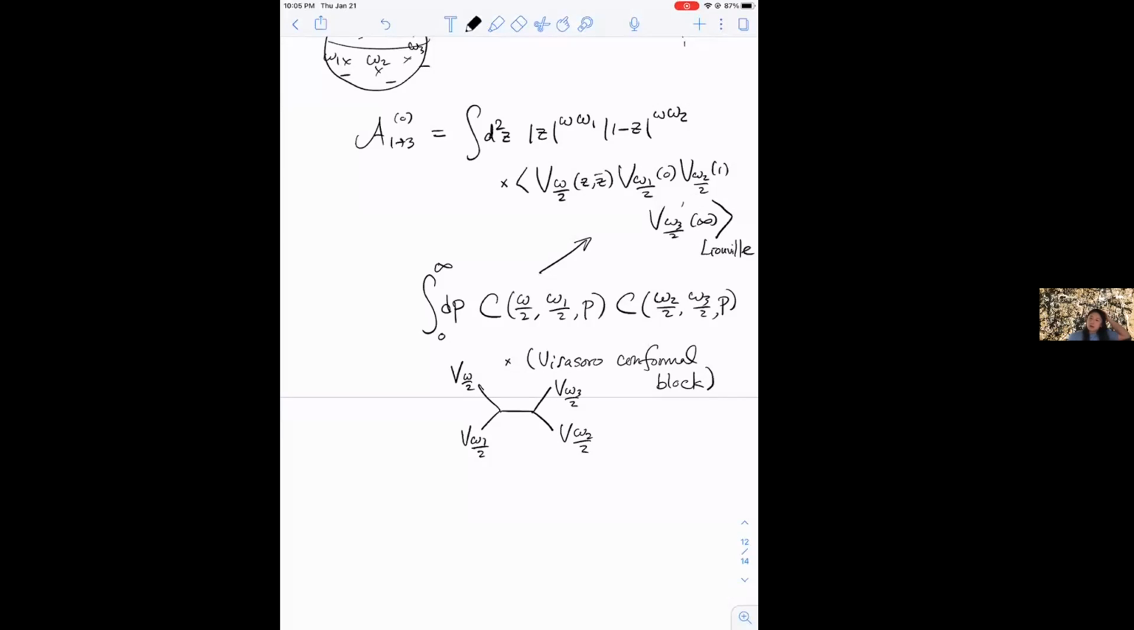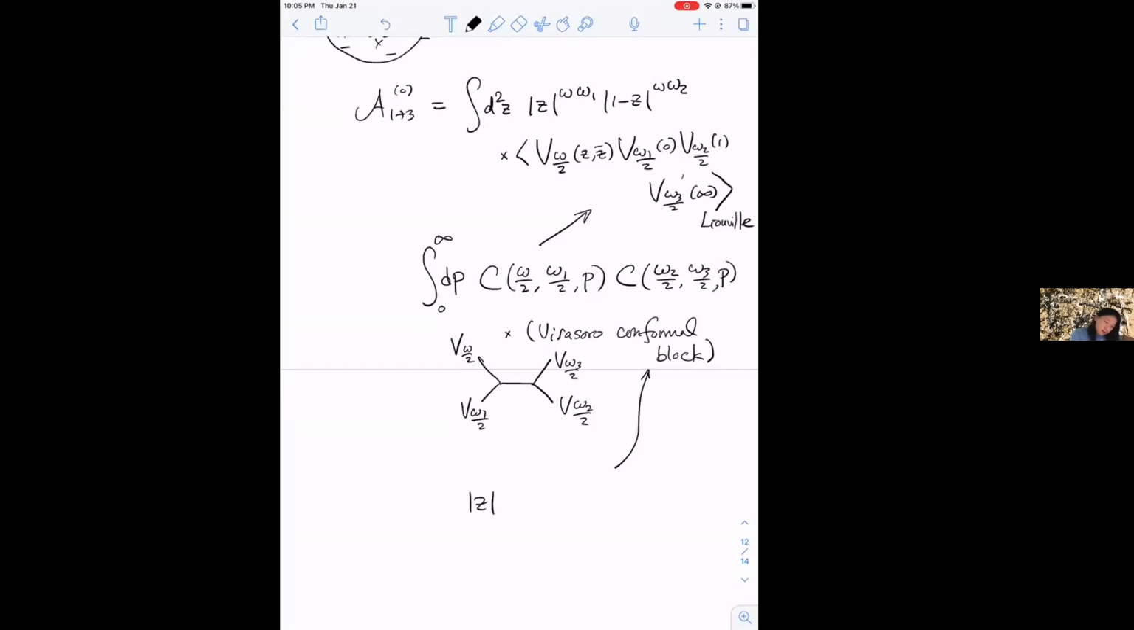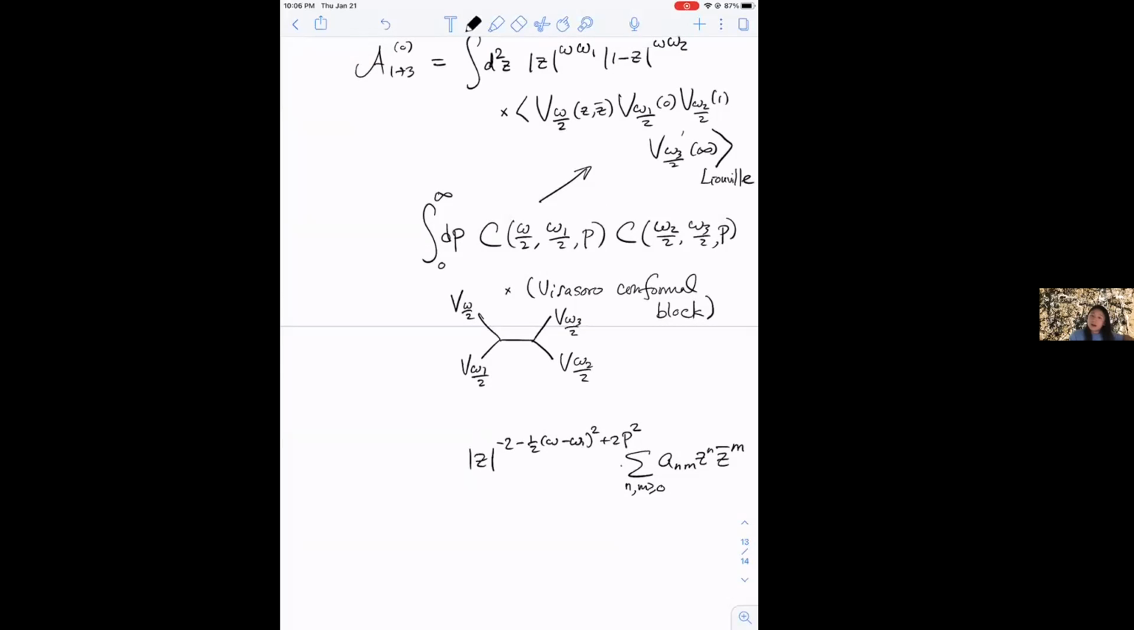So let's make a few comments about this. A priori, if you look at this function, the conformal block as a function of z, you might run into singularities. If you expand in z, it looks like z to the minus two, some power. I meant the full integrand. It looks like this, times some series expansion, with coefficients like that. So if you just integrate this in z for generic energy, you have divergences around z equals zero.